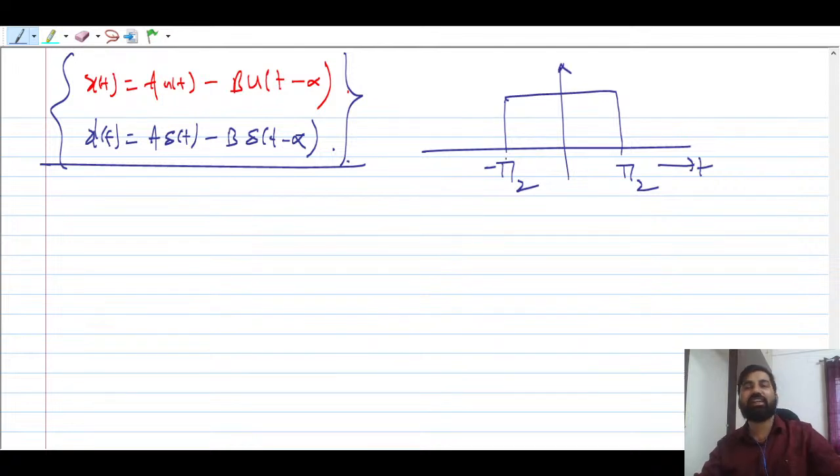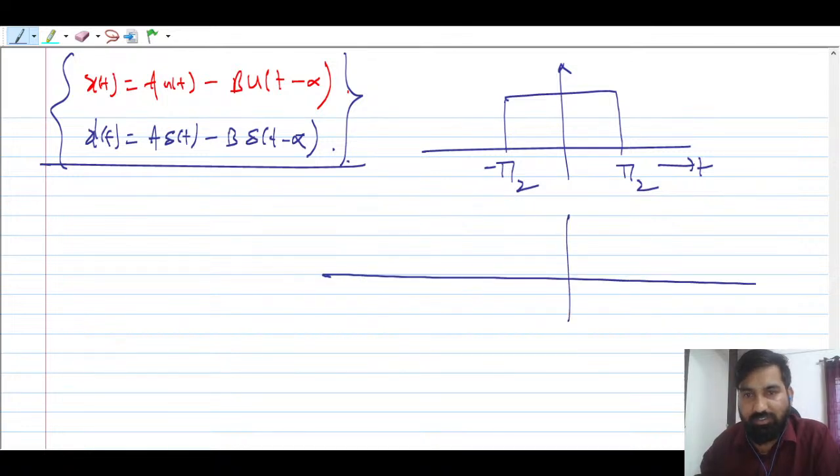Why are we learning the derivative of a signal with a jump? Because in future we are going to learn various properties of the Fourier transform, so we can easily find the Fourier transform of any signal using some properties. In those properties there will be a differentiation property too. So suppose you want to differentiate this, what is the differentiation of this?